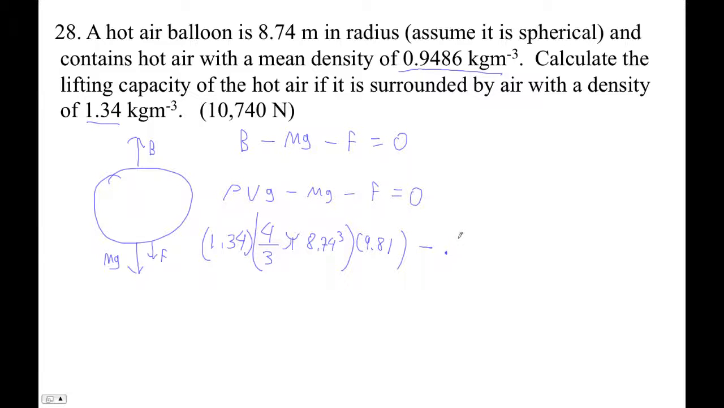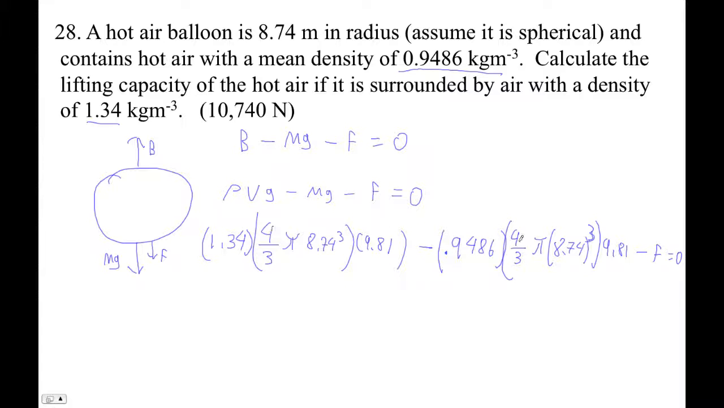So 0.9486. All right, so this is this times 4/3 pi 8.74 to the third, and then times 9.81, and then minus F is 0.